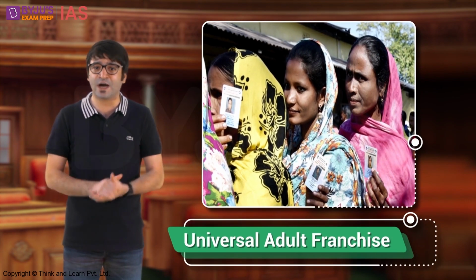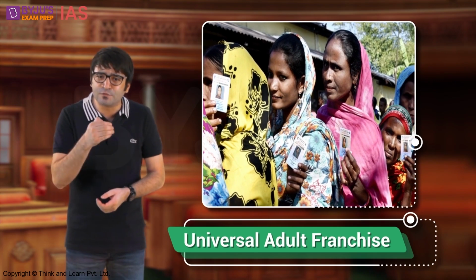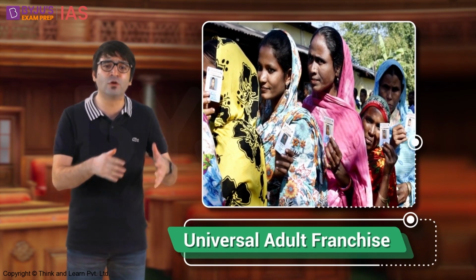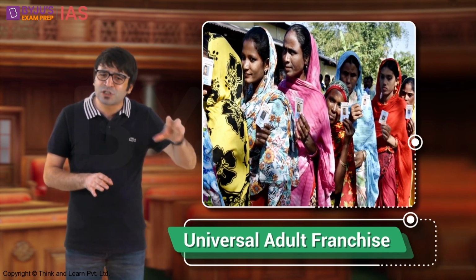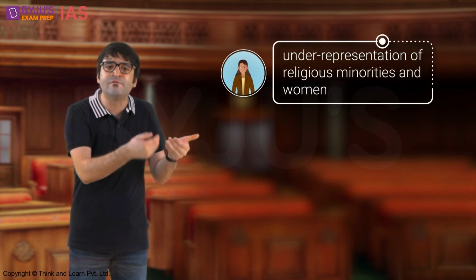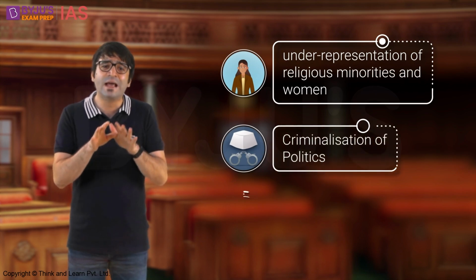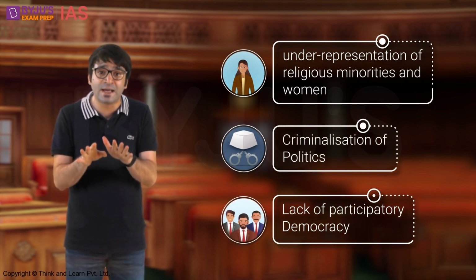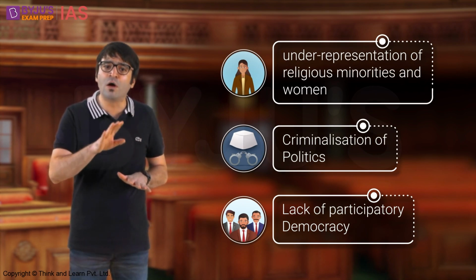In India, the enforcement of universal adult franchise for citizens in the age group of 18 or above, representative political democracy, conduct of regular elections, and reservations to backward classes have led to some degree of political justice. However, the underrepresentation of religious minorities and women in India's political institutions, criminalization of politics, and lack of participatory democracy imply that to achieve true political justice, India needs to go a long way.